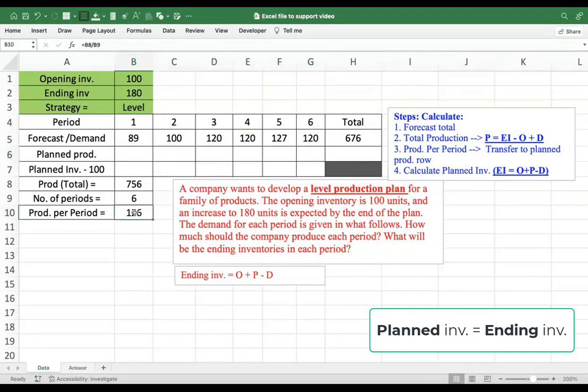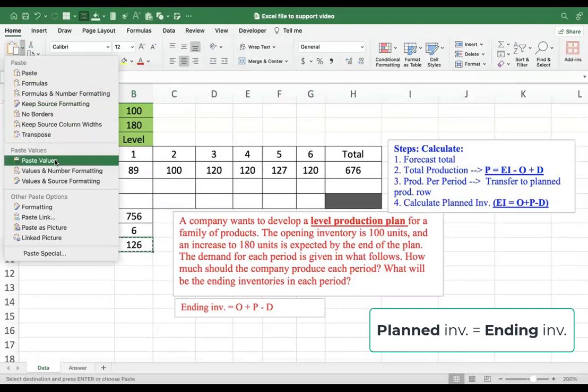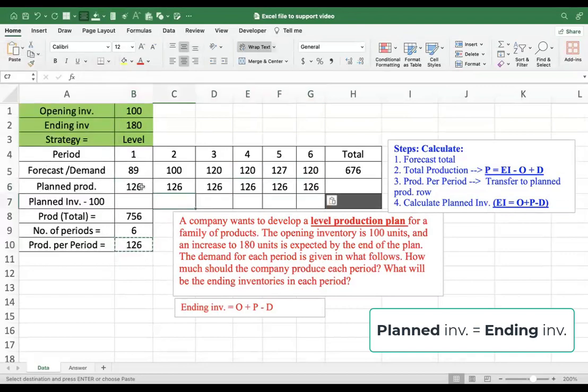So I will copy this, and instead of just pasting it, I will paste it as values, because there's an underlying formula. So here I will click paste values. As you can see, 126 has been pasted throughout.